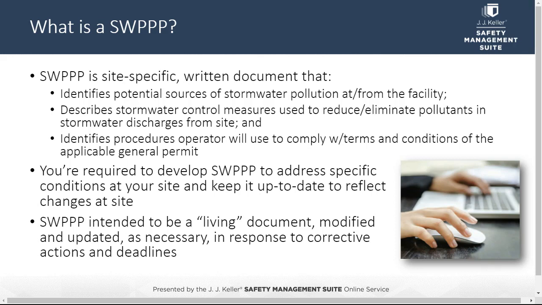So every SWIP must include 3 parts. First, a SWIP identifies potential pollution sources. Second, it outlines control measures that reduce or eliminate the risk of pollutants being discharged into stormwater runoff. And last, every SWIP describes the procedures that a source will use to comply with the applicable stormwater permit.